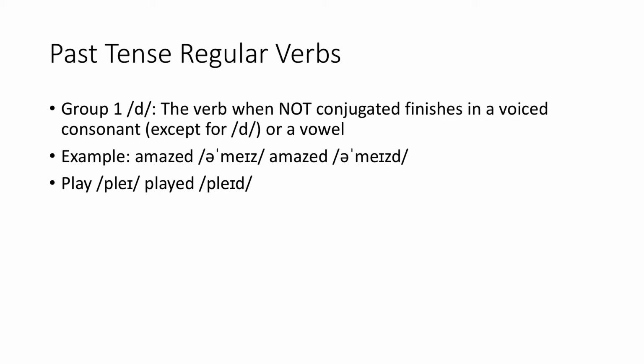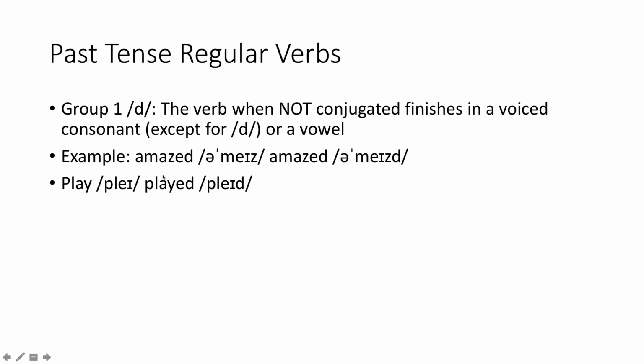And the other case of voicing that is very important is the one about the past tense of regular verbs. Also, this is another common mistake of pronunciation with people who speak Spanish, and actually who speak many different languages that are not English as their native language. So we have 3 groups as well. They're very similar to the groups of plurals, and they're easier because they have fewer rules. So in group 1, when the verb is not conjugated, it finishes in a voiced consonant, except for D, or it finishes in a vowel.